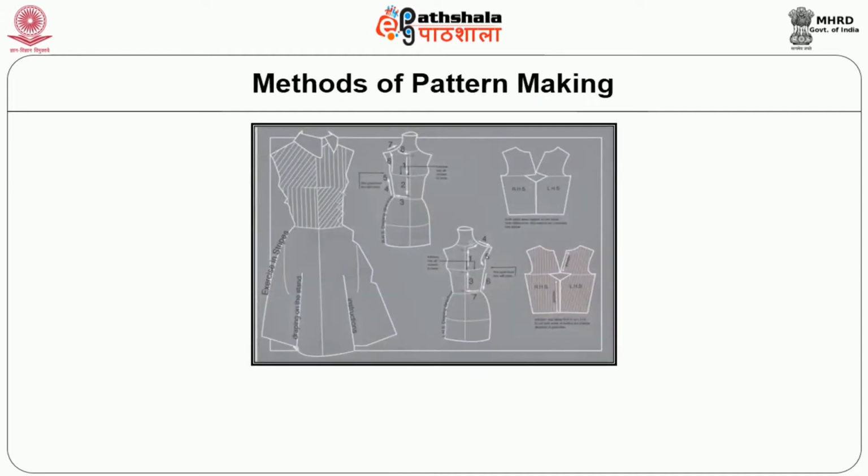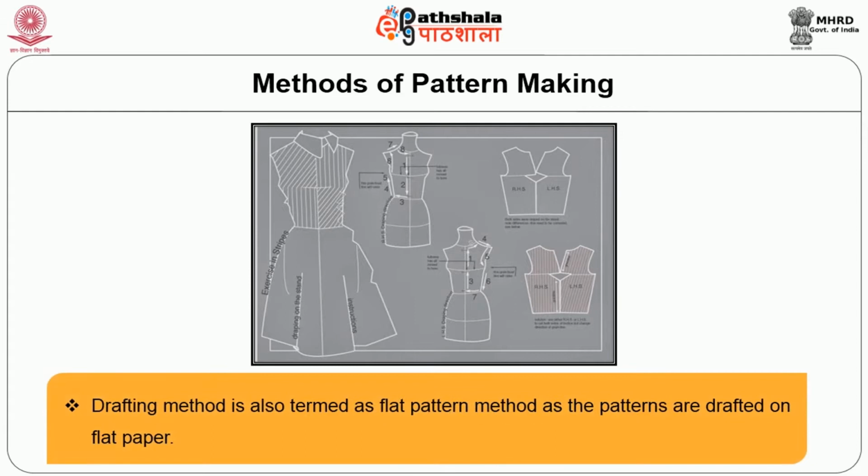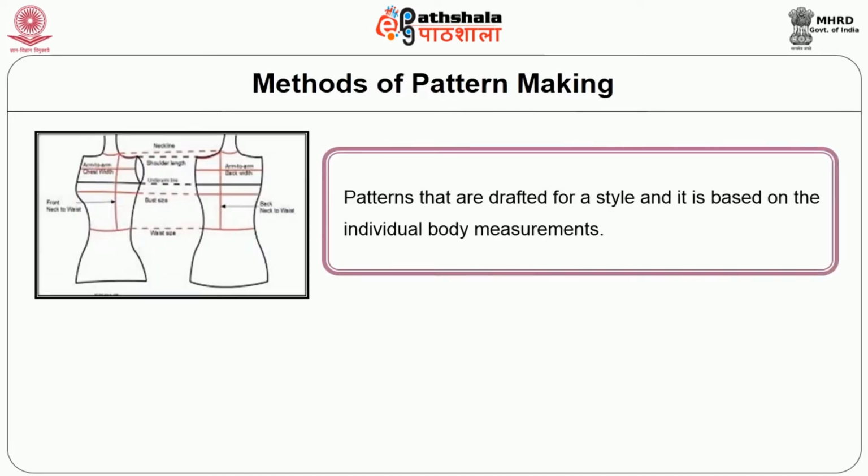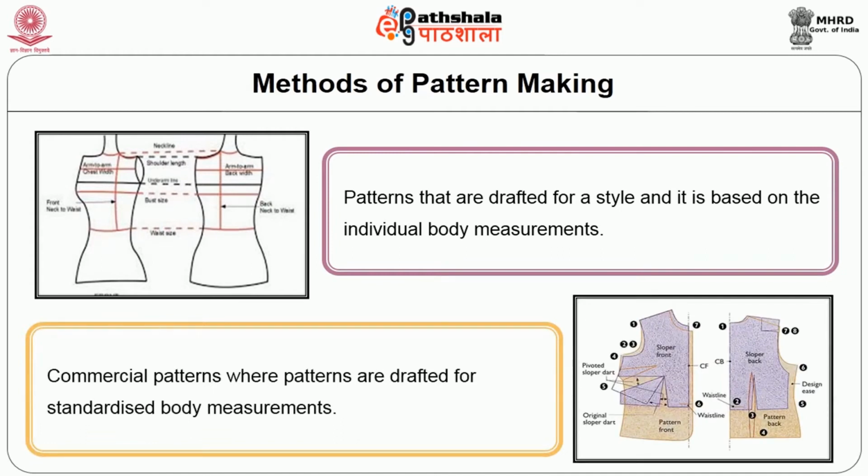First, we learn about the methods of pattern making. Pattern making can be broadly divided into two types: drafting and draping. The drafting method is also termed the flat pattern method as the patterns are drafted on flat paper. Drafted patterns are of two types. The first one is patterns that are drafted for a style and based on individual body measurements. The second type is commercial patterns, where patterns are drafted for standardized body measurements.